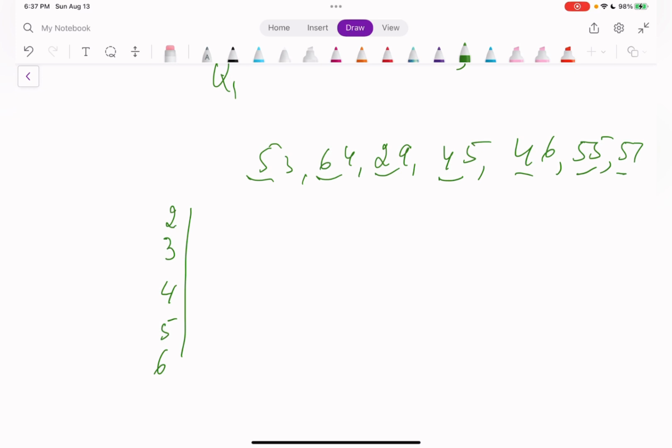But let's say 2 has leaf 9, for 29. There we go. And that's how you read 29. And then 3 has a leaf. We don't have any leaf for 3, so we leave a space. Next, moving to 4. 4 has 5, 5, 6, in order again, 5, 5, 6. 5 has 53, 55, 57, so it's going to be 3, 5, 5, 7.